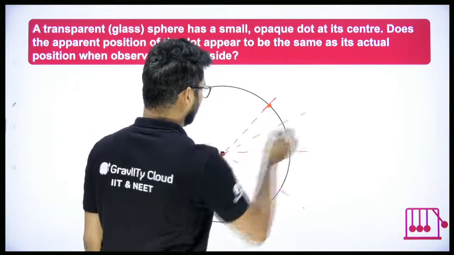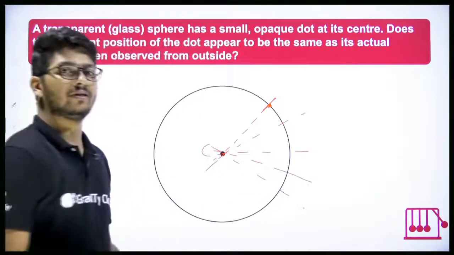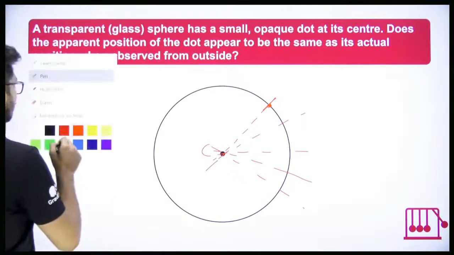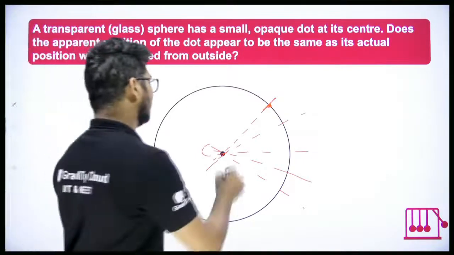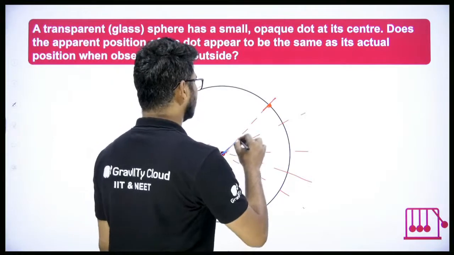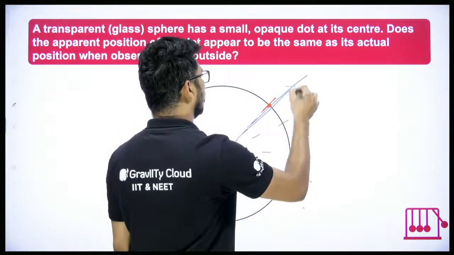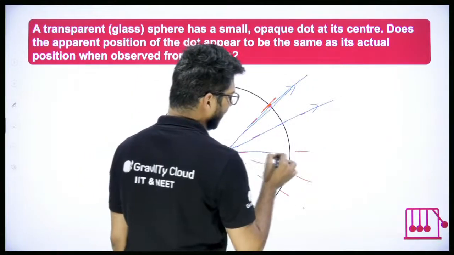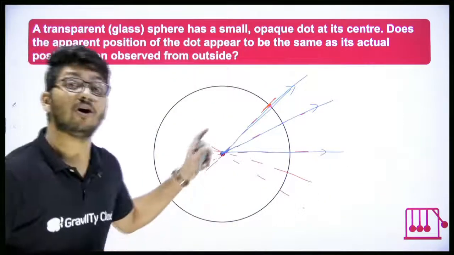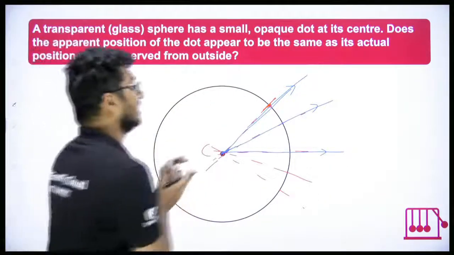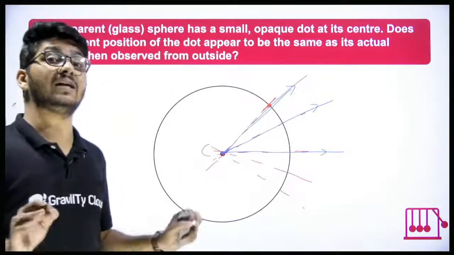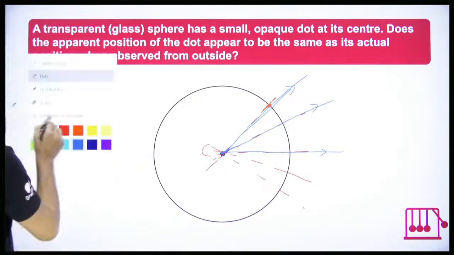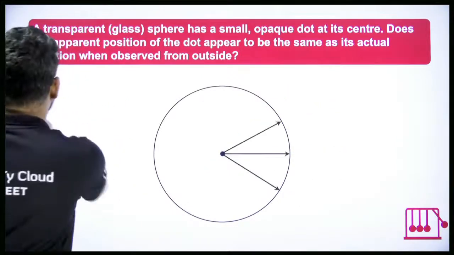All these are normals. The normals in the case of a circle or a sphere pass through the center. That means if I take rays starting from the object, they will be straight lines along the normal. If they are along the normal, what does that mean? That means it is the case of normal incidence. The rays will directly pass through without any deviation. See here, that's what happens.